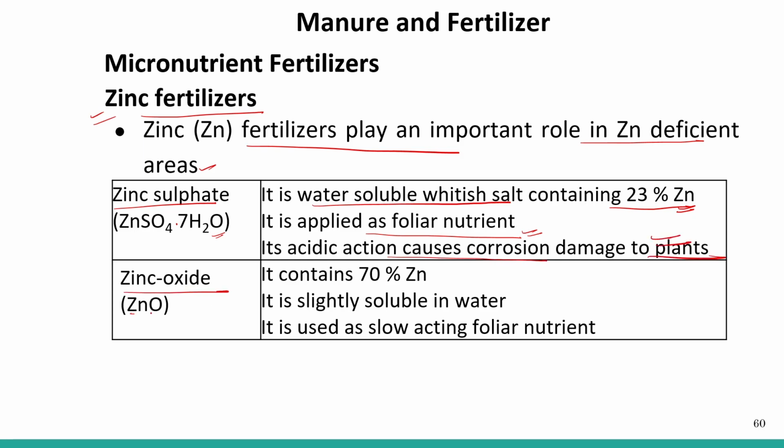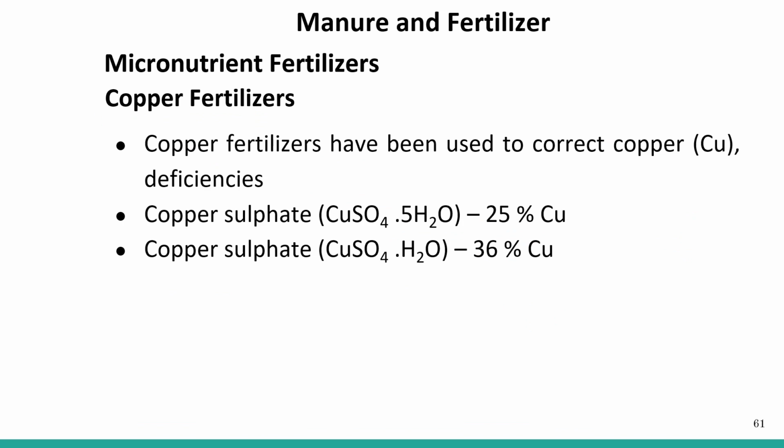Zinc oxide, ZnO. It contains 70% of zinc. It is slightly soluble in water and it is used as a slow acting foliar treatment. So again, this is also used for foliar treatment.